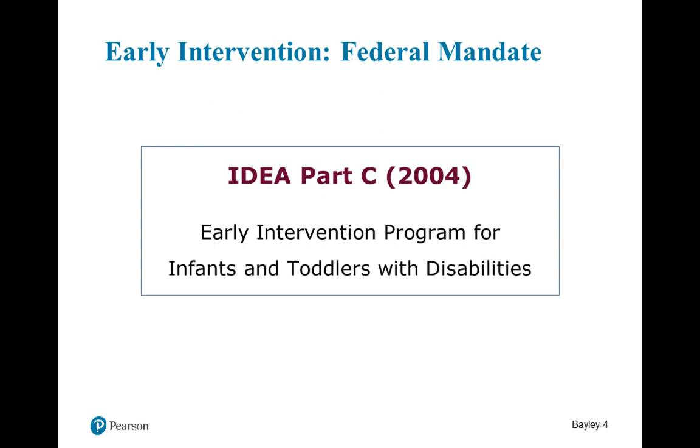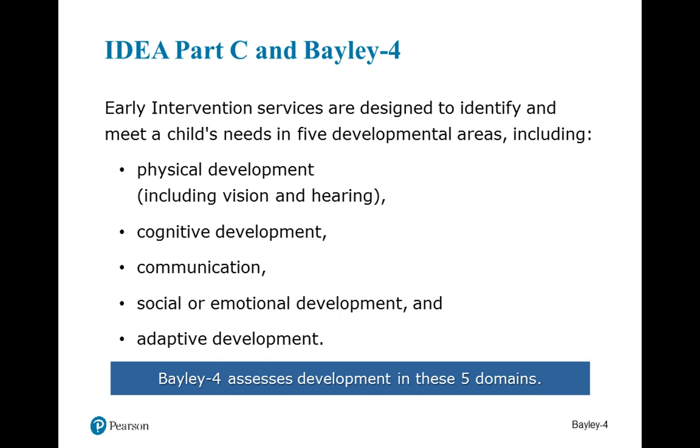Now, Part C, the Early Intervention Program for Infants and Toddlers with Disabilities, is a federal grant program that assists states in operating a comprehensive statewide program of early intervention service for infants and toddlers with disabilities, ages birth to 2 years, and their families. So specifically Part C is aimed at looking at developmental areas including physical development, including vision and hearing, cognitive development, communication, social and emotional development, and adaptive development, which happens to be the 5 areas that are specifically assessed by the Bayley-4. Now, of course, this is by design.